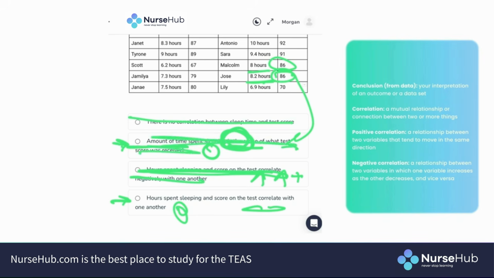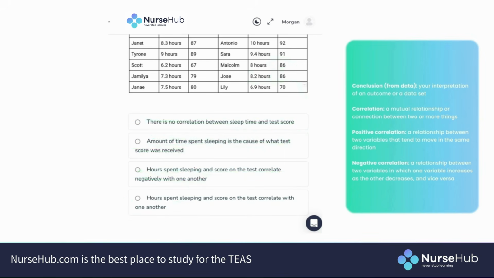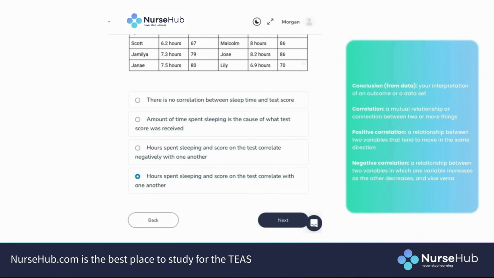So the last answer choice, while again, similar to the other table that we looked at, is a very general observation, a very general conclusion that can be drawn. Nevertheless, it is the correct answer for this question. We know that there is some correlation between test and sleep, but we also know perhaps there was other data that was not collected here.